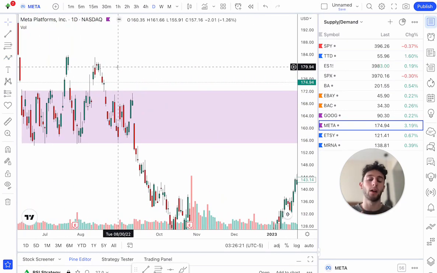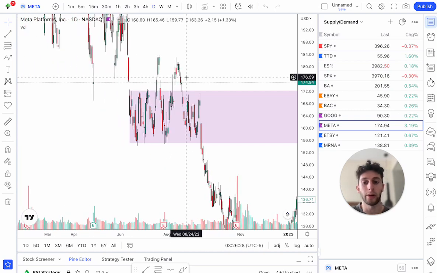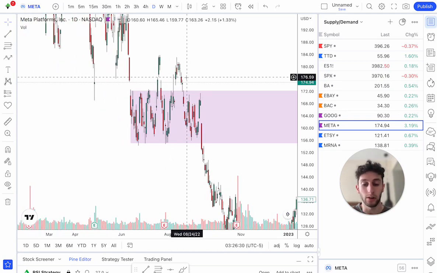So balance theory, I love using balance theory. It works great when you combine it with supply and demand as well. But these are two different strategies that you can use in your trading that will blow your mind and make you a lot of money.